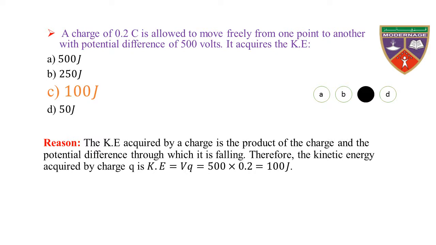Reason: the kinetic energy acquired by a charge is the product of the charge and the potential difference through which it is falling. Therefore, the kinetic energy acquired by charge Q is equal to V into Q, which is equal to 500 into 0.2, which is equal to 100 joule. Hence, the kinetic energy of the charge is 100 joule.